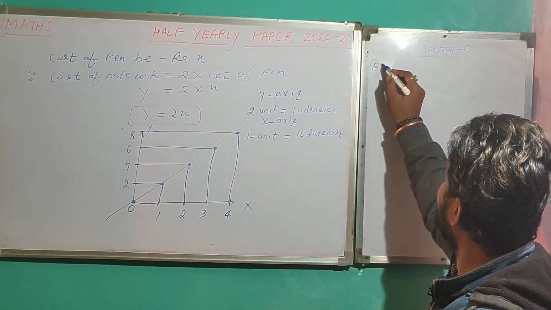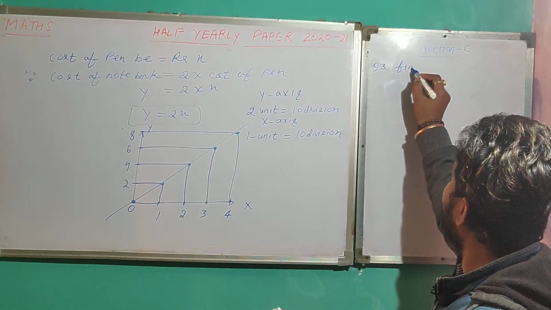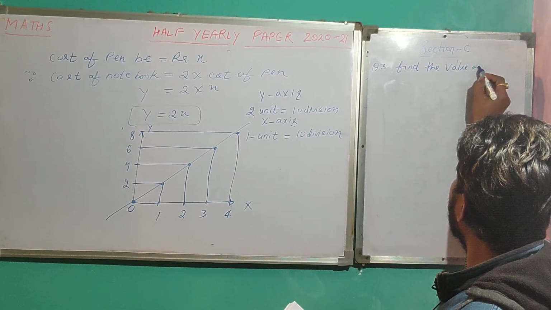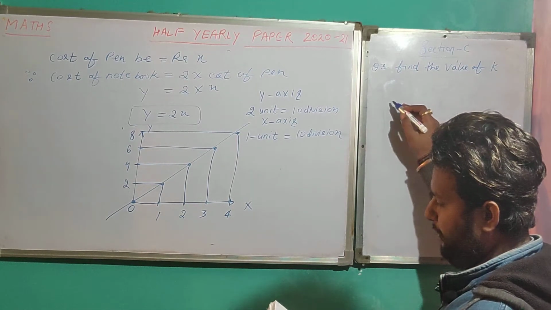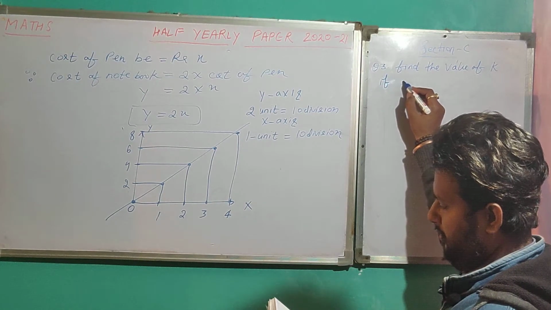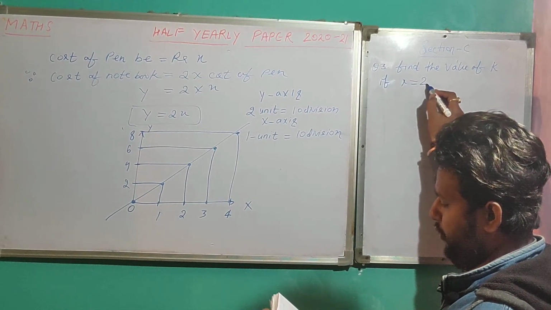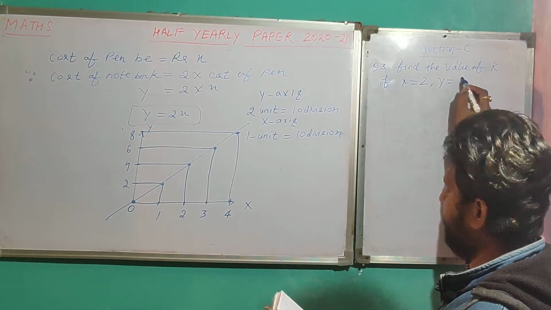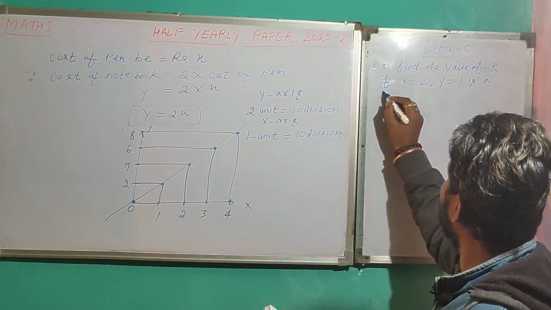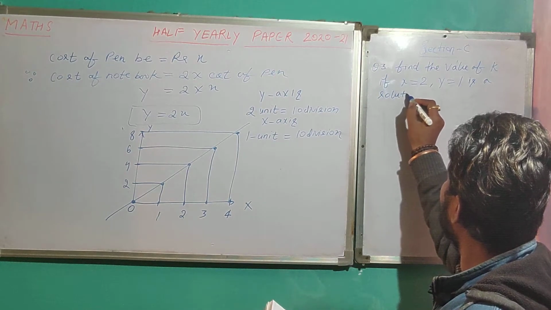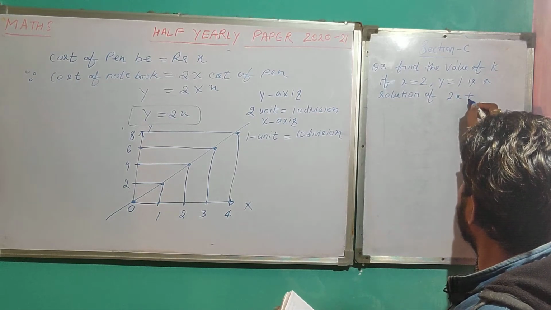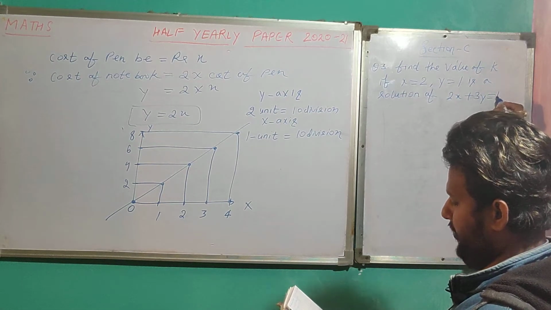Question number 3. Find the value of k if x is equal to 2 and y is equal to 1 is a solution of 2x plus 3y is equal to k.